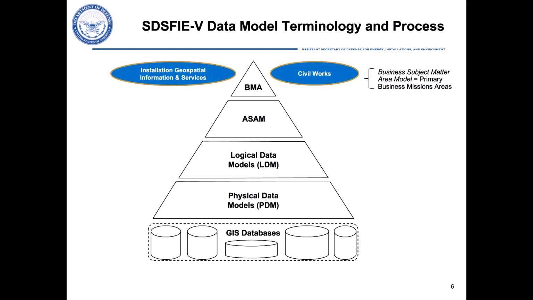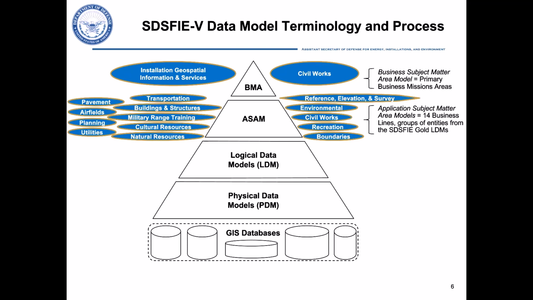At the top of this pyramid are the business mission areas. Here we determine the scope of what data is applicable to SDSFIE, and thus what the SDSFIE-V model and resulting GIS database will contain. Next, the Application Subject Matter Area Model, or ASAM level, organizes and groups the data defined above into the 14 distinct subject matter areas shown here.